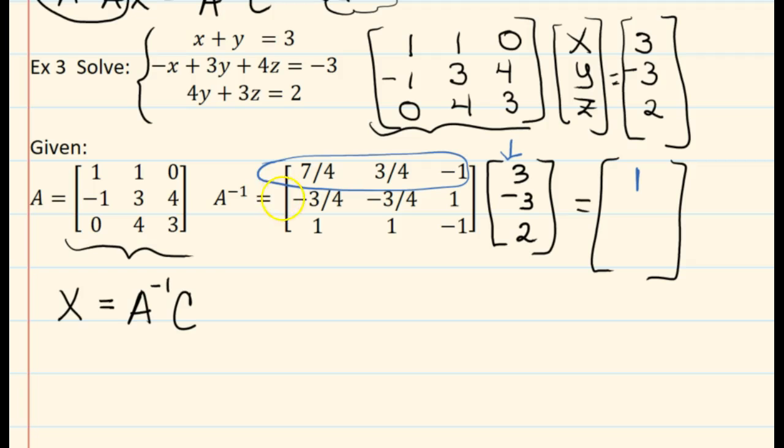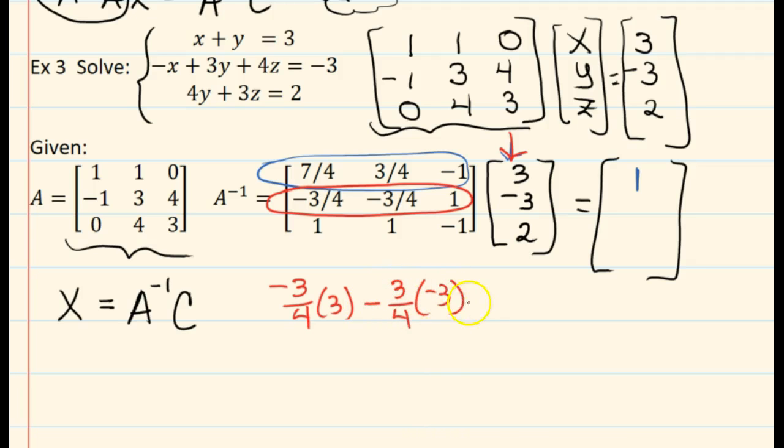Now let's multiply row 2 times our column. That's negative 3/4 times 3, another negative 3/4 times a negative 3, and 1 times 2. So I'm going to get negative 9/4. Over here these two negatives cancel out, so I get plus 9/4 plus 2, and we can see that that equals 2.